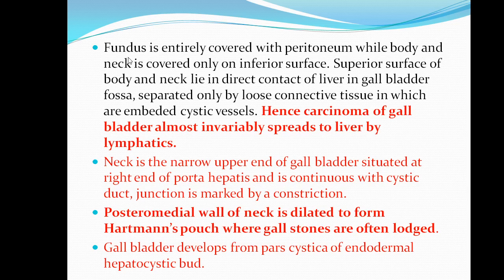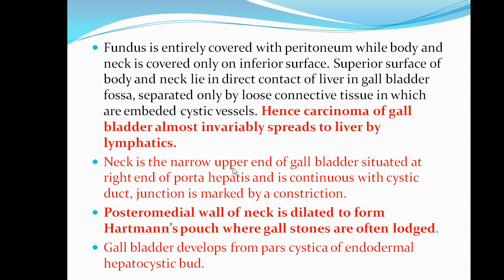The fundus, as I have already shown you, is entirely covered with the peritoneum, while body and the neck is covered only on the inferior surface. The superior surface of the body and the neck lies in direct contact of the liver in gallbladder fossa, separated only by the loose connective tissue in which are embedded the cystic vessels. Hence, the carcinoma of the gallbladder almost invariably spreads to the liver by lymphatics.